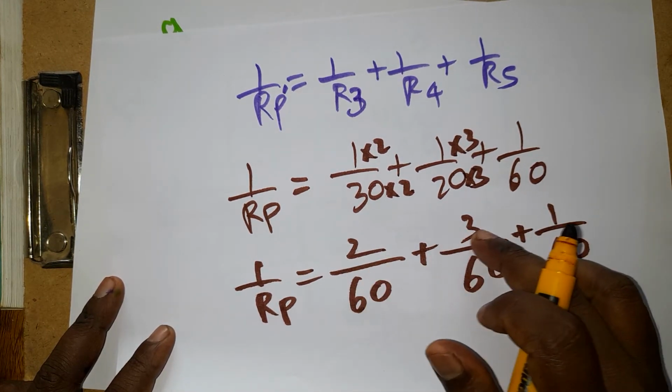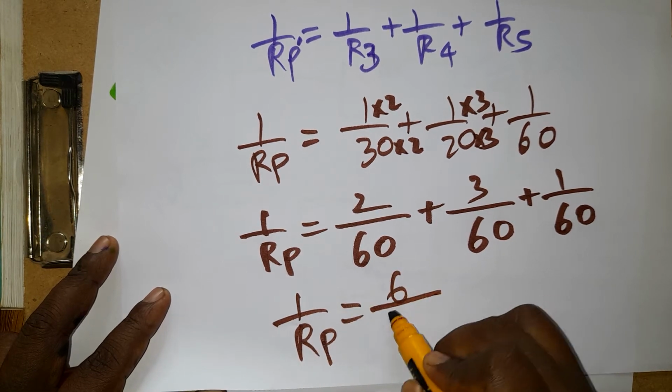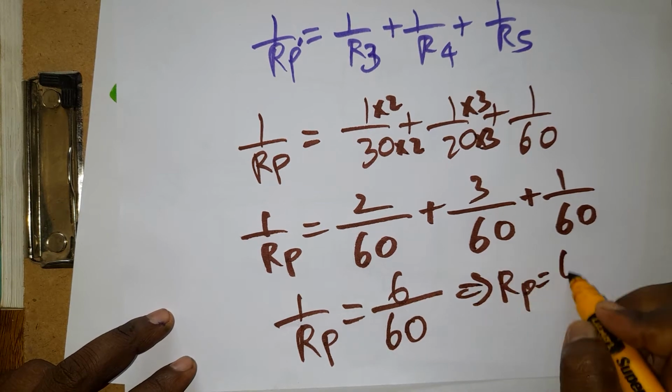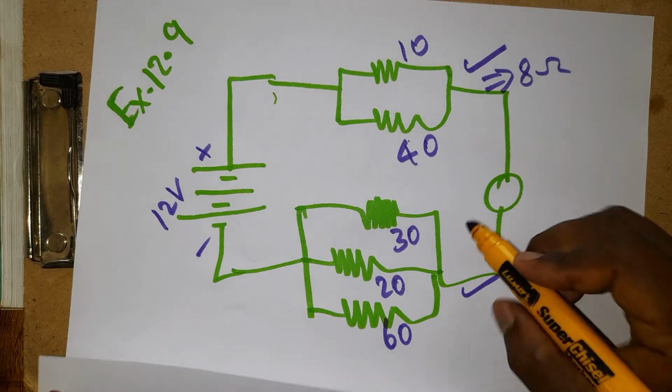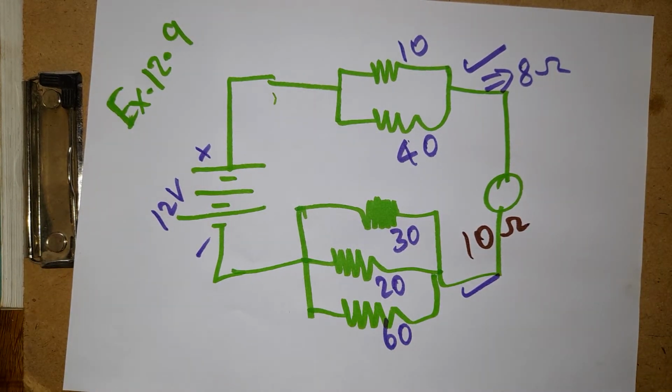So 2 plus 3 plus 1 is 6. So 1 by Rp is equal to 6 by 60. Flip the equation: Rp is equal to 60 by 6, which gives 10 ohms. This answer is 10 ohms, and this answer is 8 ohms. Now we'll do these two in series.